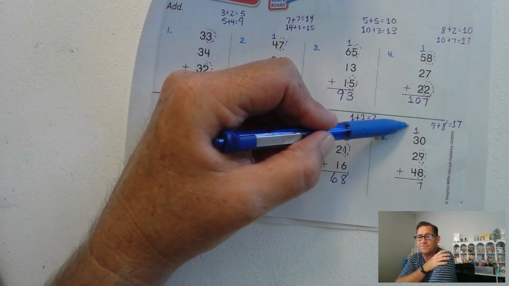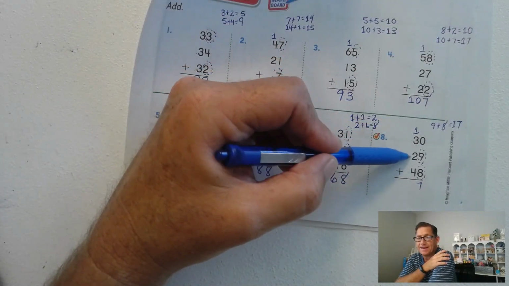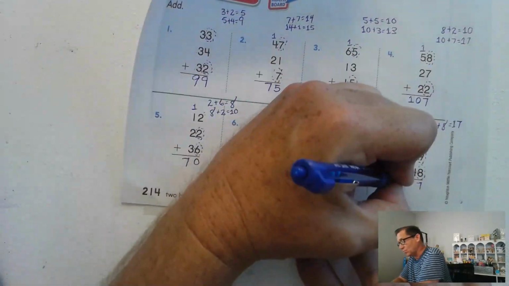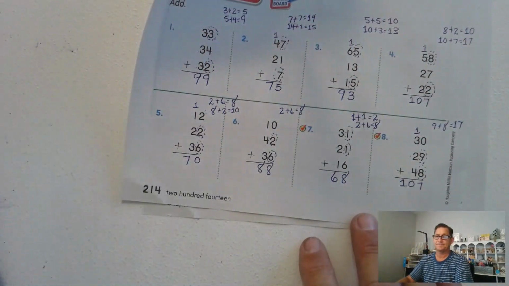3 and 1 is 4. 4 and 4 is 8. 8 and 2 is 10. So I'm going to regroup those 10 tens as 100 and 0 tens. Okay. Let's go to page 215.